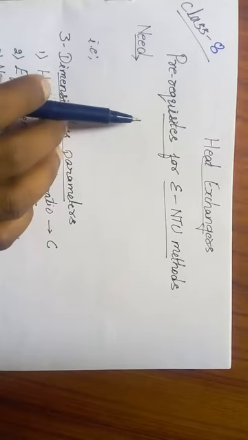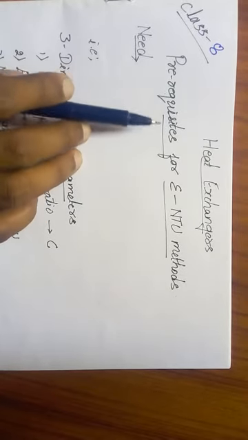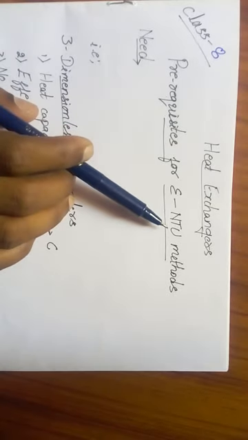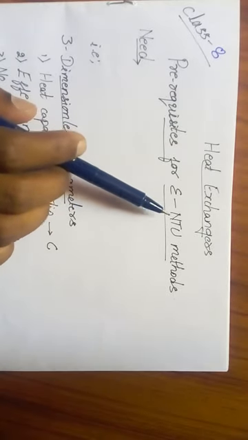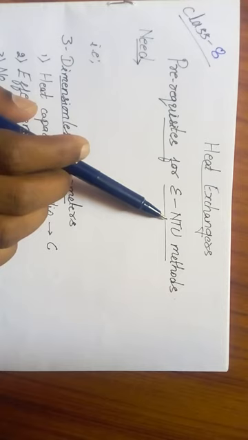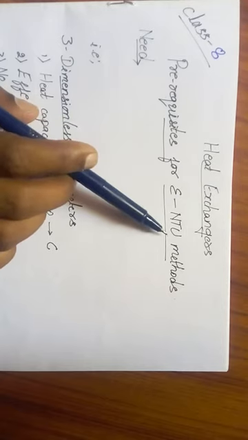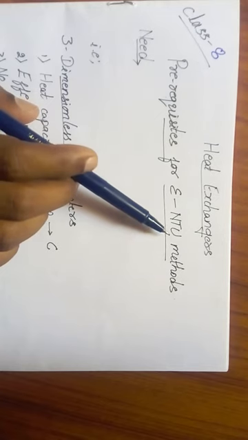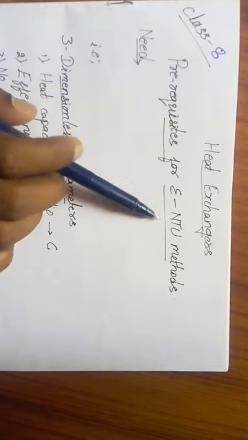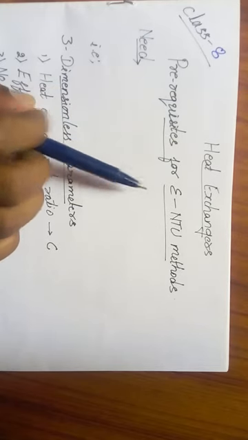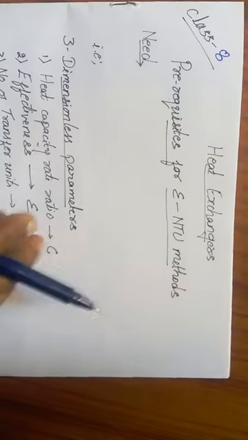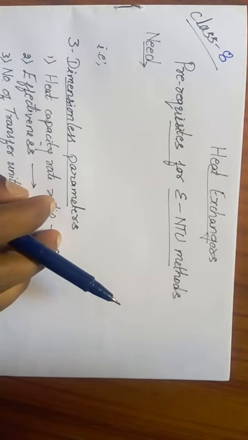In this class, I'll be explaining the prerequisites for the NTU method. We are done with the LMTD method for parallel and counter flow. Now, to start with the NTU method for parallel and counter flow heat exchangers, you need to know a few technical parameters. So the prerequisites for the NTU method I am explaining here. This is the effectiveness symbol. I will come across each and every parameter.